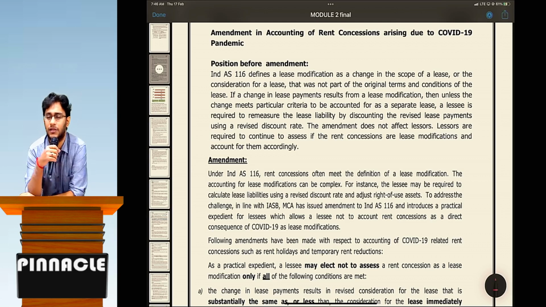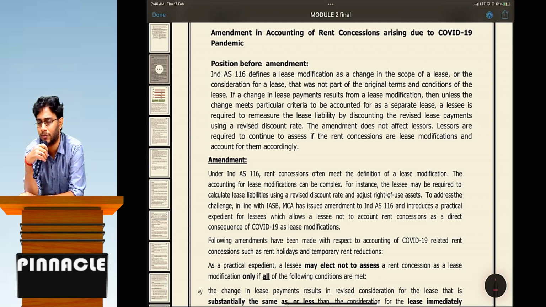Normally, sir, imagine the amendment is not there. What would you have to do? You don't know the amendment anyway, no? So don't worry, the amendment is not there. Applying plain Ind AS 116, what's the treatment for this? That's all very good. This is nothing but modification.